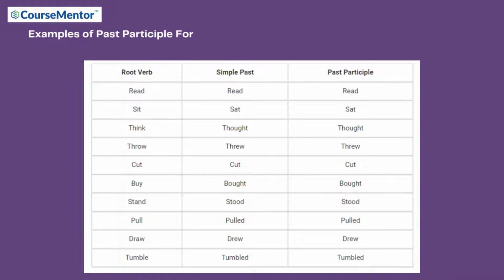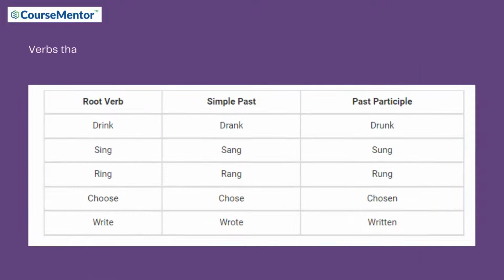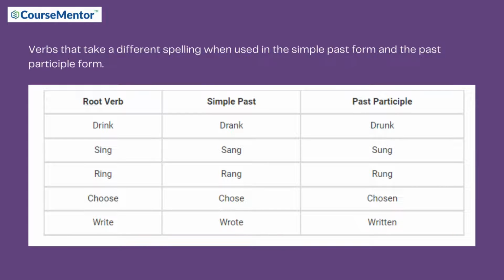Examples of past participle form. Verbs that take the same spelling in the simple past and past participle forms of the verb. Verbs that take a different spelling when used in the simple past form and the past participle form.